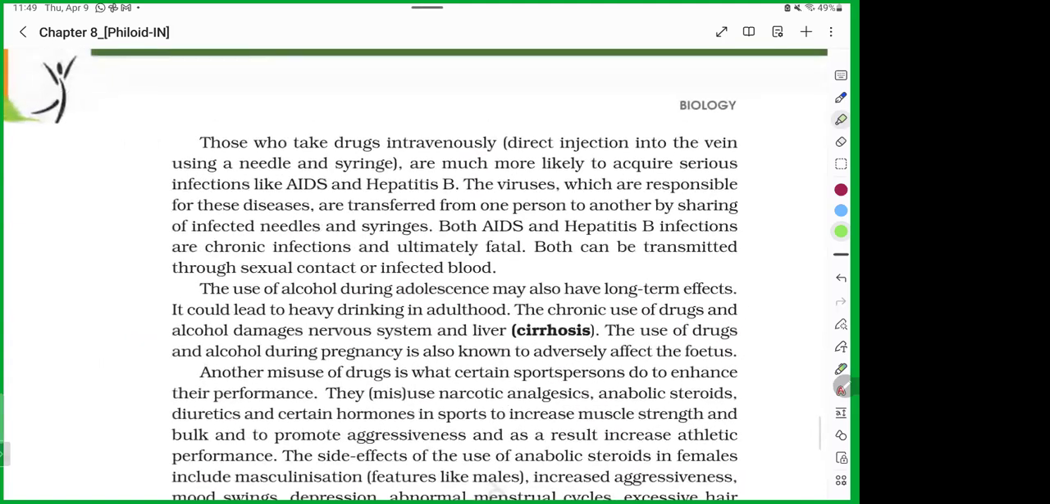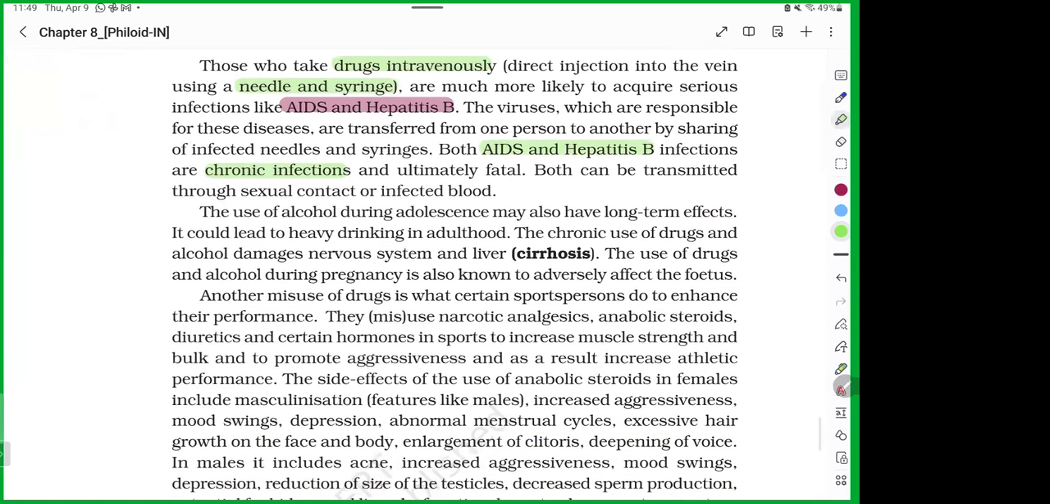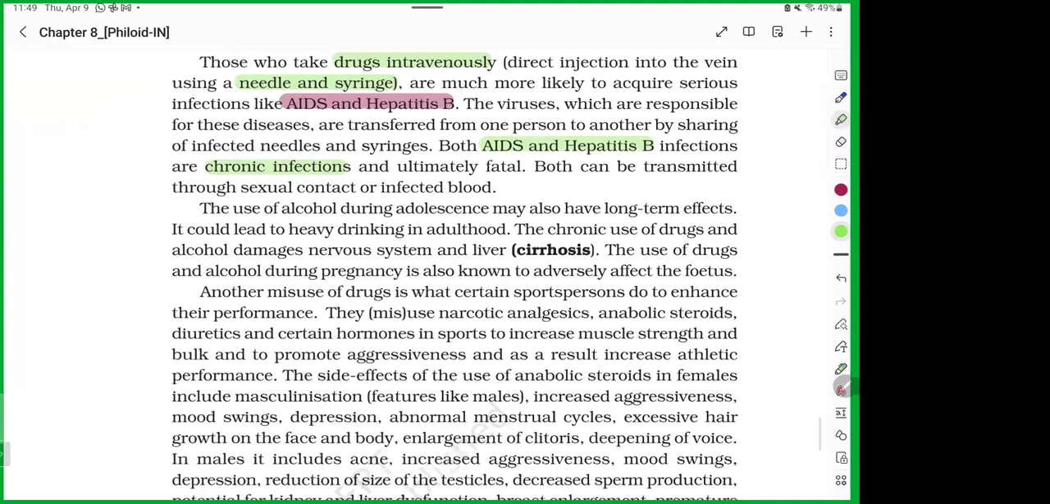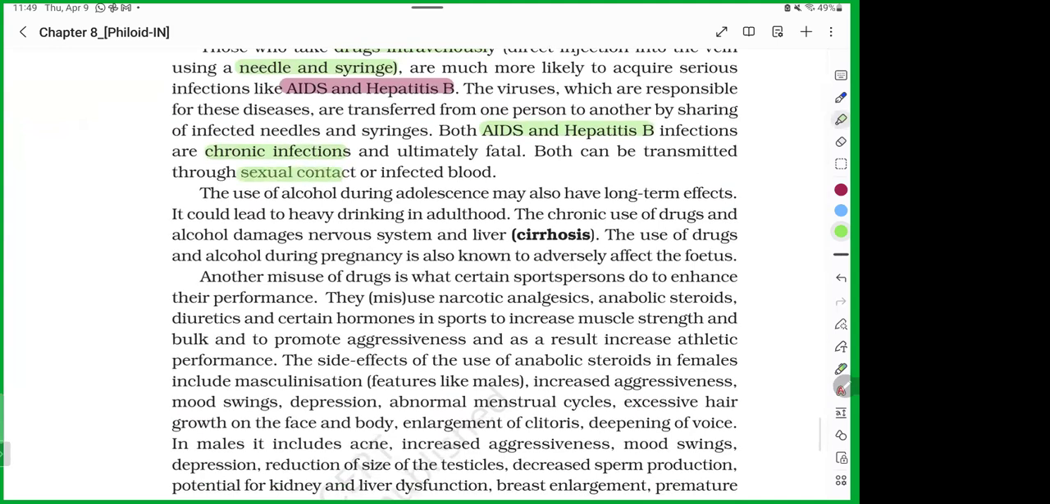People who take drugs intravenously by needle and syringe have more chance of getting AIDS or hepatitis B. This is important. It can spread from one person to another. It can lead to chronic infection in case of AIDS and hepatitis B, and most of the time is fatal in the end. Both are transmitted through sexual contact and blood. Remember, not only AIDS, hepatitis B is equally important because it can transfer through sexual contact as well as infected blood.